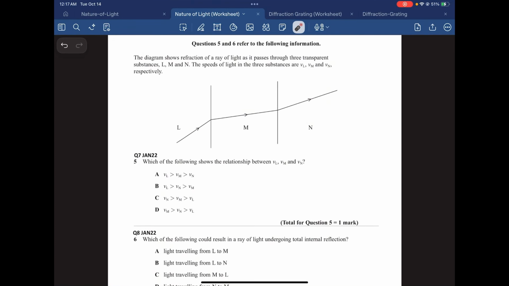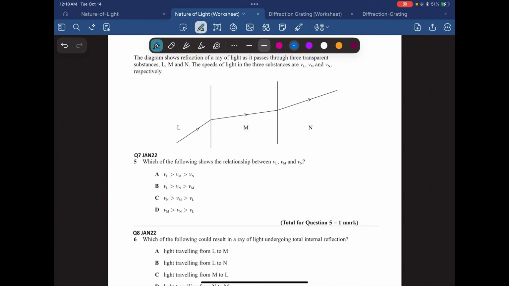Alright guys, so now let's solve this very important question. It says the diagram shows refraction of a ray of light as it passes through three transparent substances L, M and N. The speed of light in the three substances are VL, VM and VN respectively. Which of the following should be the relationship between VL, VM and VN? Okay, they're just talking about the velocity right here.